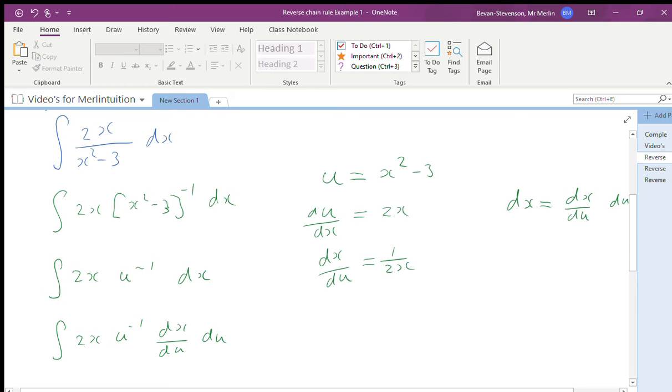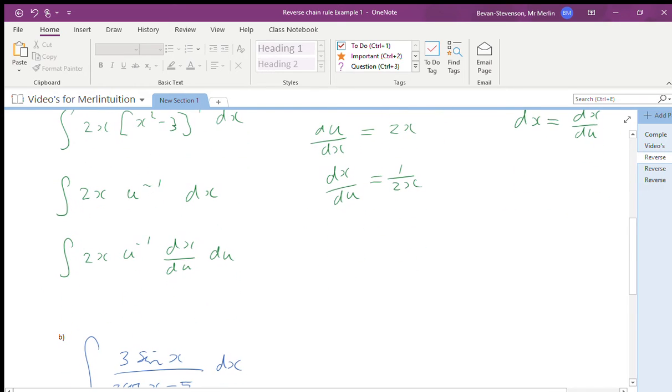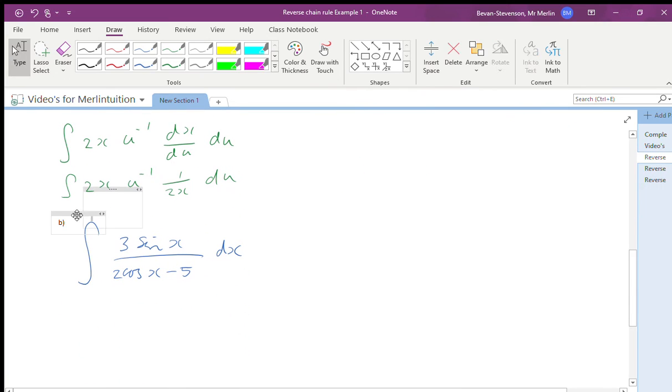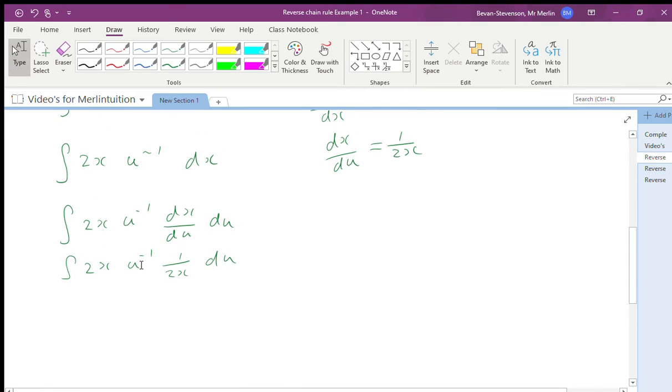is 1 over 2x. If we put that back into our integral here, we have the integral of 2x u to the minus 1 times 1 over 2x du. Let me just move this next part down. So, what we're now going to do is spot that we've got a 2x on the top and a 2x on the bottom, so they cancel. So I'm integrating u to the minus 1 du.